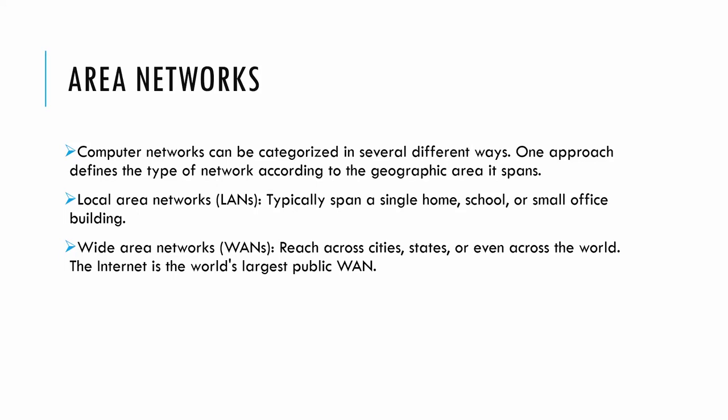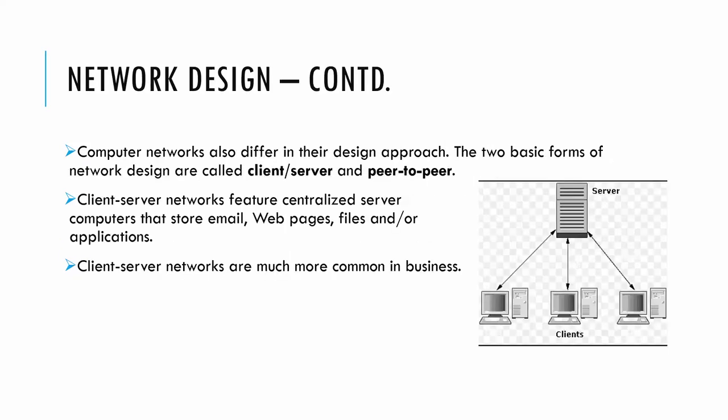So the first is LAN, or local area networks. So these typically span a single home, school, or small office. Then there's WANs, or wide area networks, and these reach cities, states, or even the world. Actually, the internet is the largest public WAN. So computer networks also differ in their design approach. The two basic forms are called client-server or peer-to-peer.